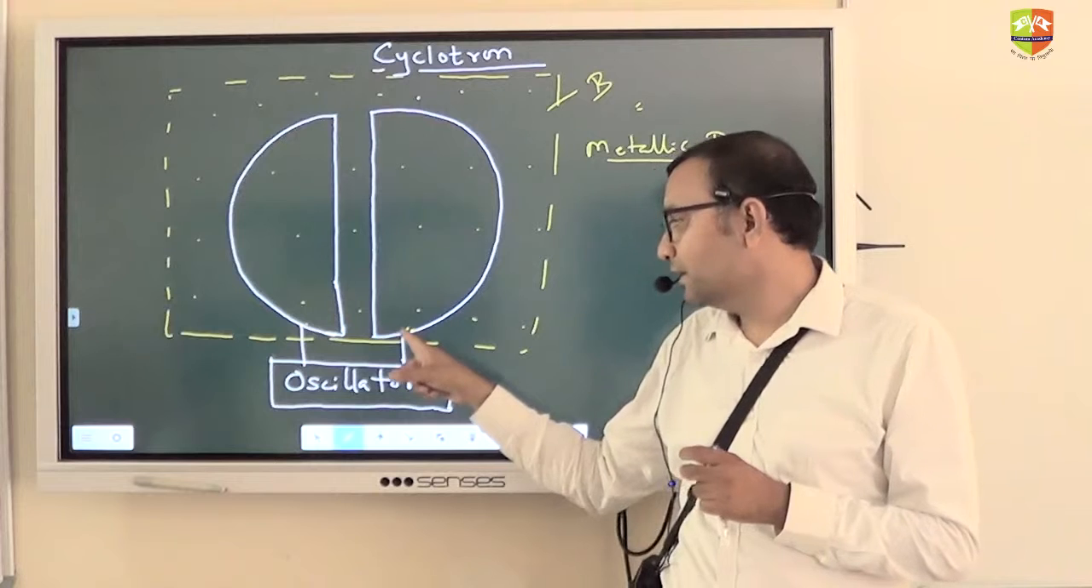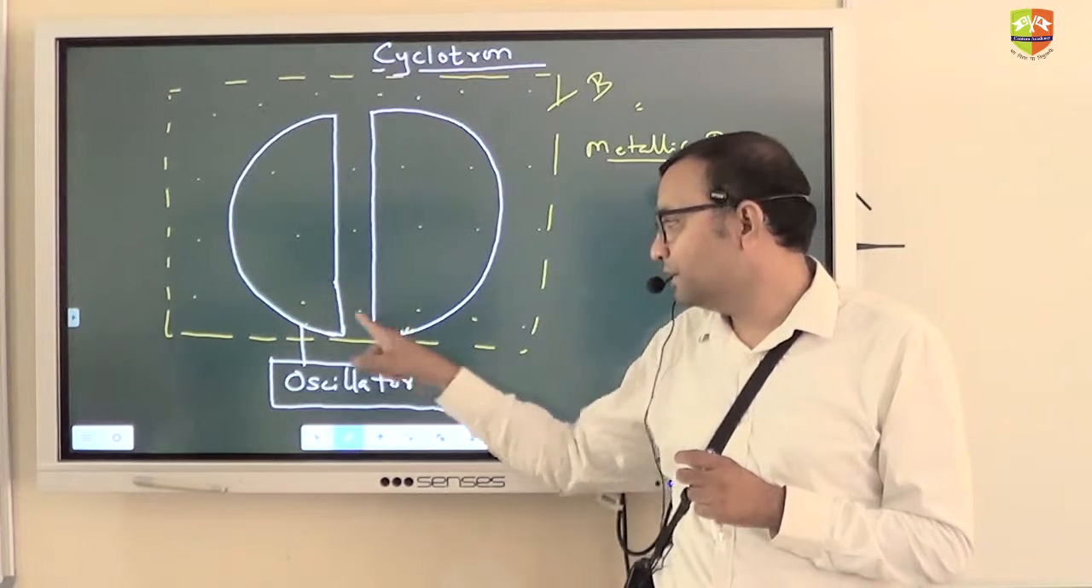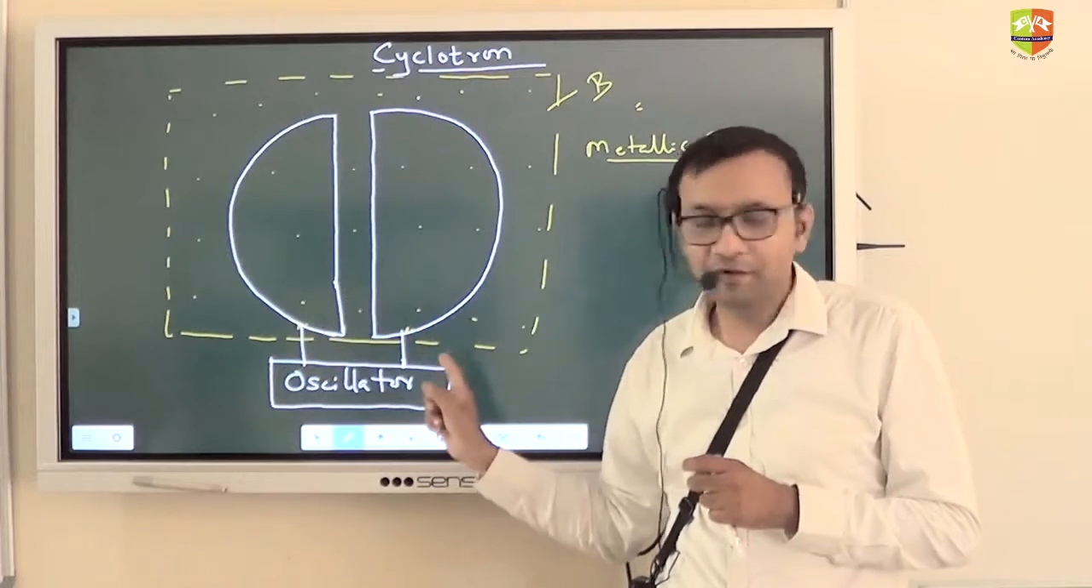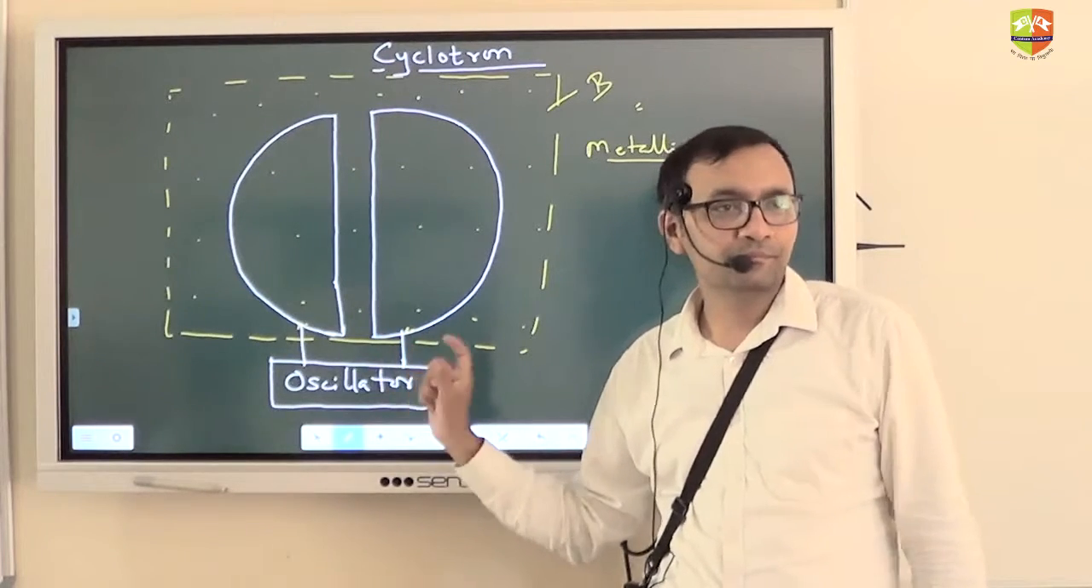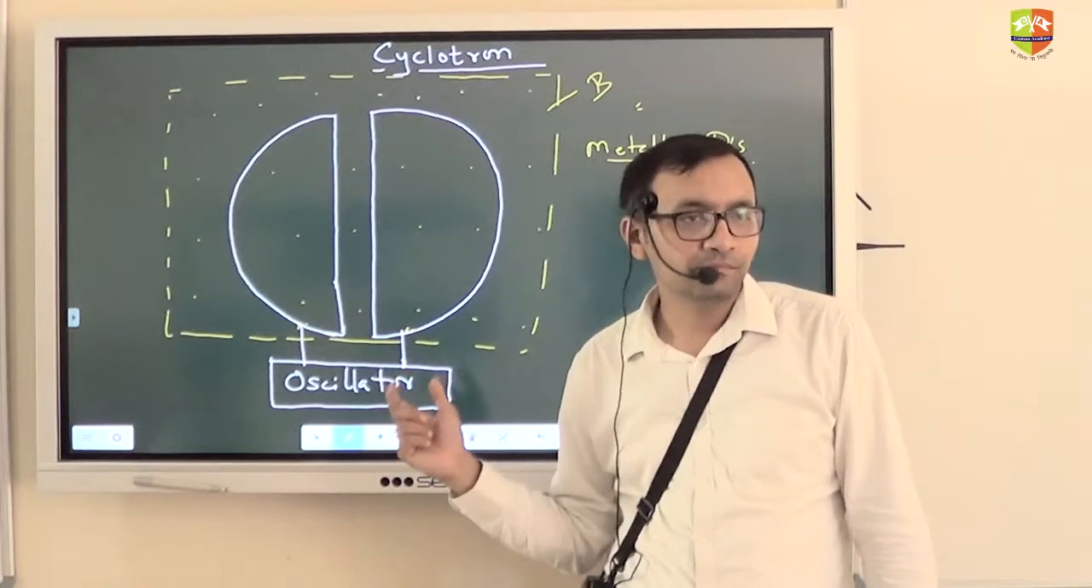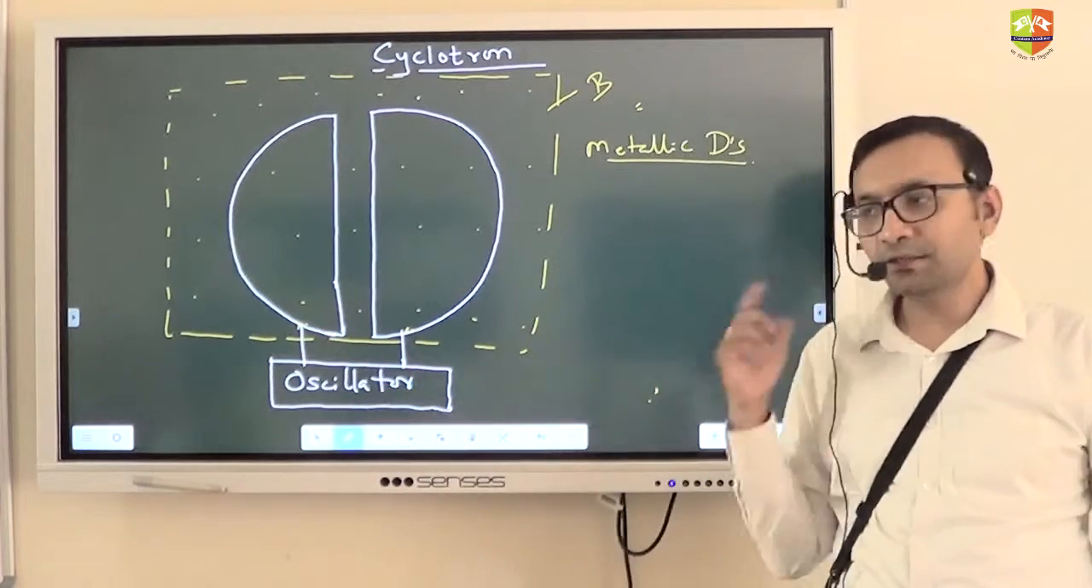Okay. Now, this oscillator, what it does is it fluctuates the potential. Right now this is high potential, this is lower potential, potential difference is 5, then it becomes minus 5, plus 5, minus 5, plus 5, minus 5, keep on switching. It oscillates the potential. Okay? This is what it does.